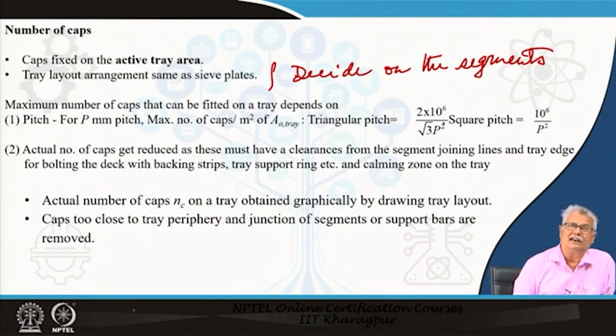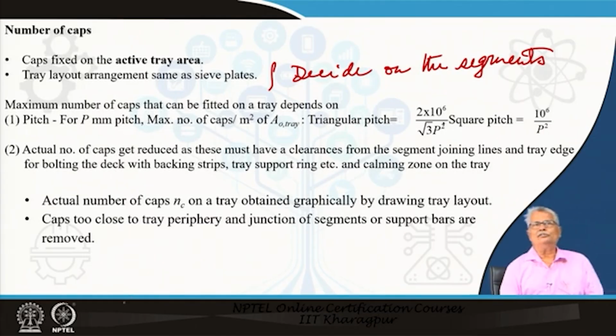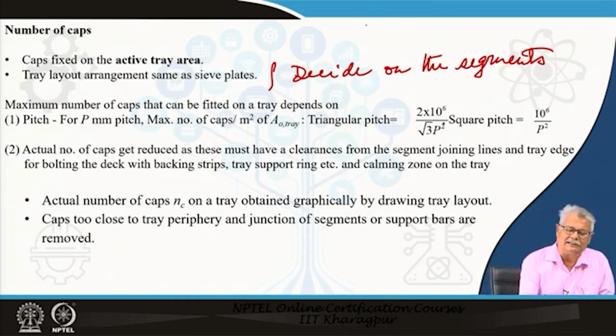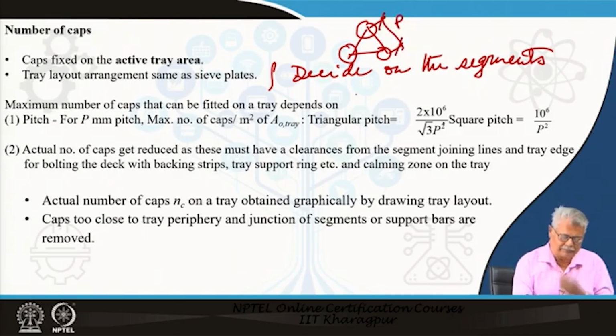You also have to tentatively decide, you must have decided by now, what is the downcomer location and the downcomer length, and those dimensions are already known to you. It's time for you to decide on a pitch. For a P millimeter pitch, naturally you can have it either on a triangular pitch, which is the center to center distance, or you could also have it on a square pitch.